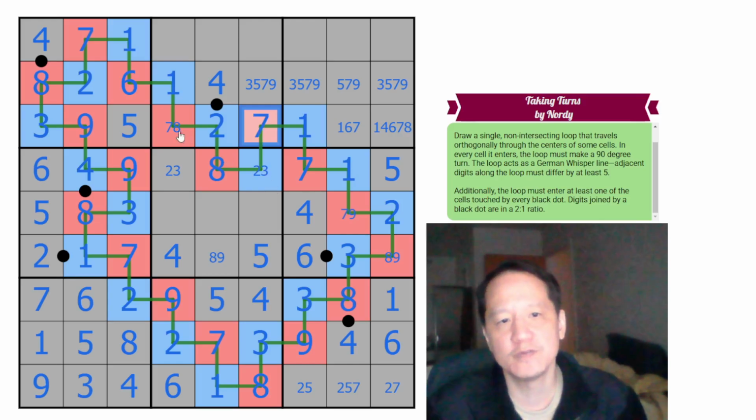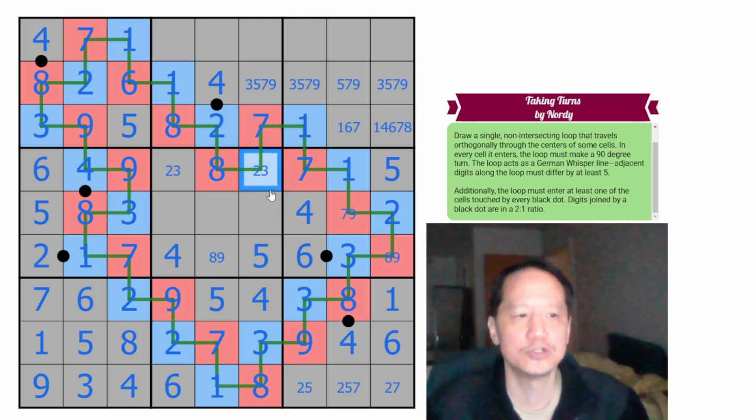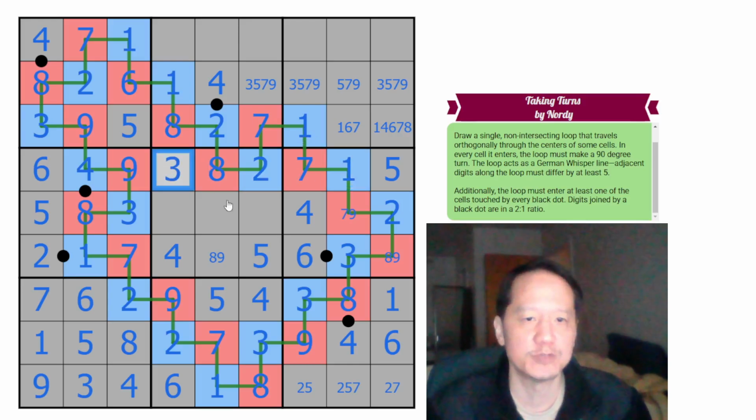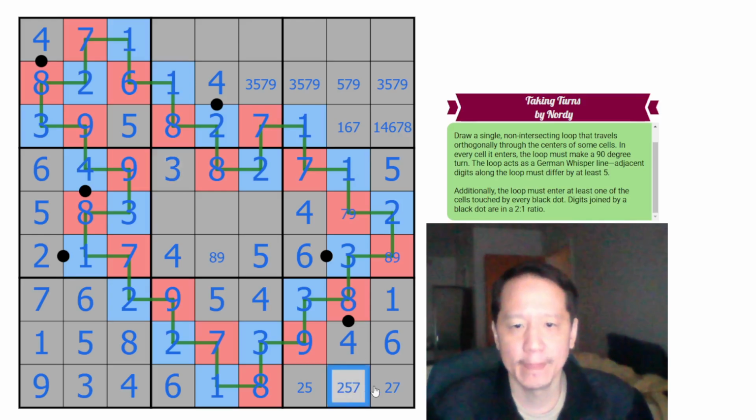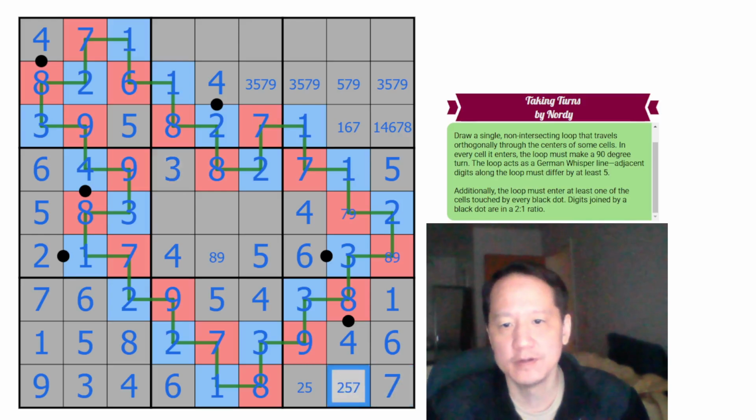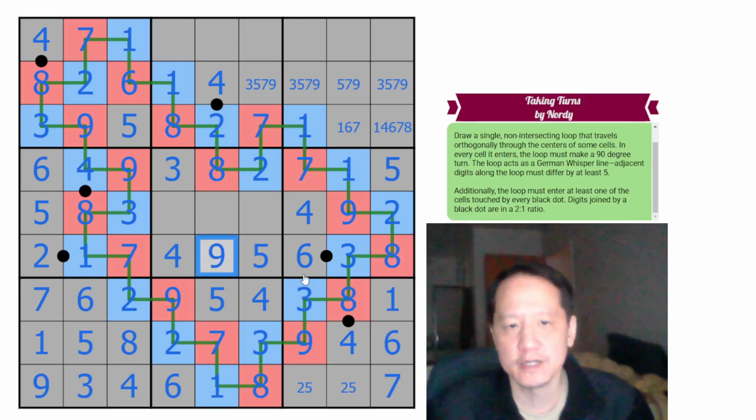Therefore, this becomes 7, this is 8, the 7 has to be next to a 2 on a German whisper line or a 1, but there's no 1 possible, so this must be 2, which makes that a 3. This can't be 2, so this is 7. This can't be 7, so this is 9. That 9 means this has to be 8, which makes that a 9.